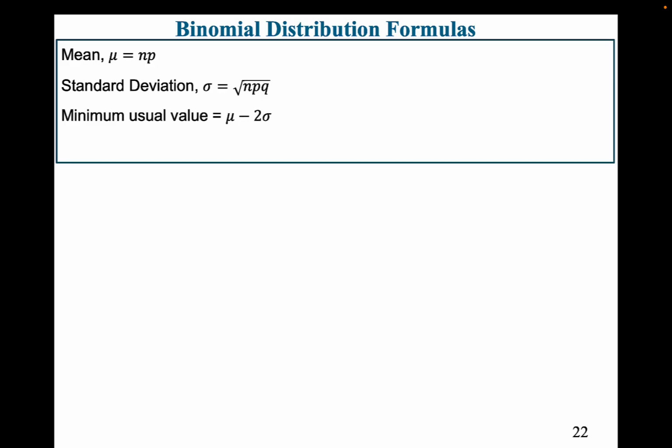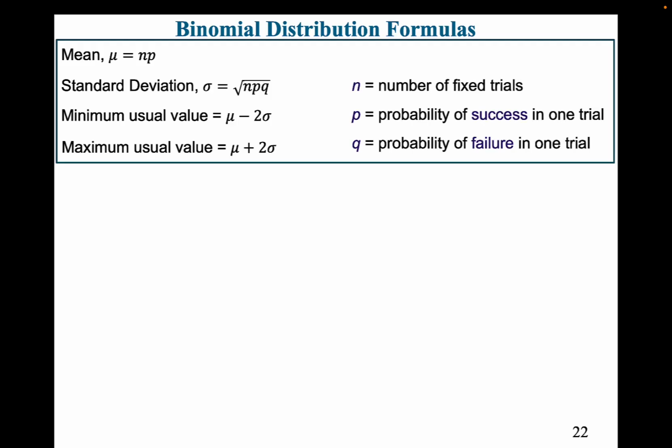The minimum usual value is mu minus 2 sigmas. The maximum usual value is mu plus 2 sigmas. And for all of these formulas, lowercase n represents the number of fixed trials. Lowercase p is the probability of success in one trial. We're used to those, n and p. Q, we've seen less. Q represents the complement of p. That would be the probability of failure in one trial.